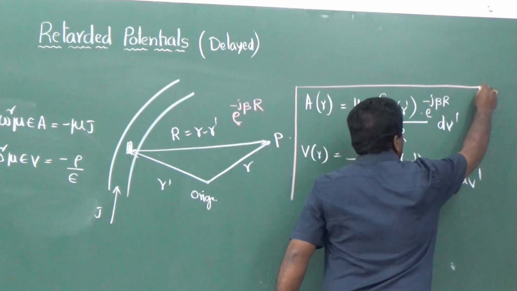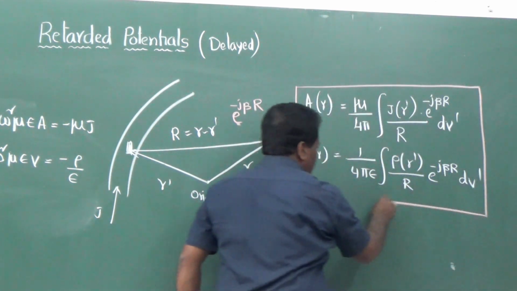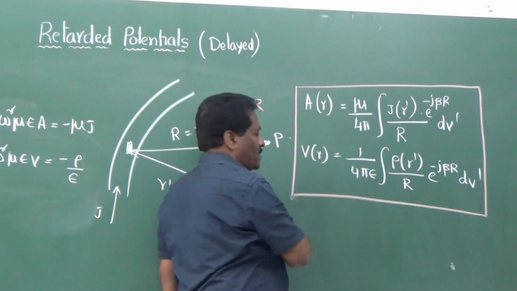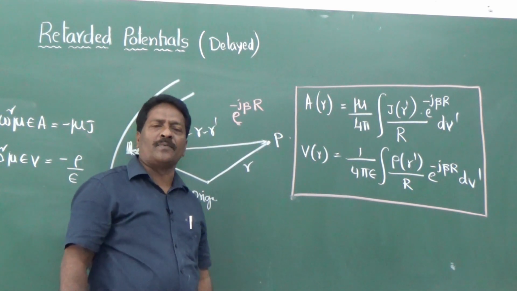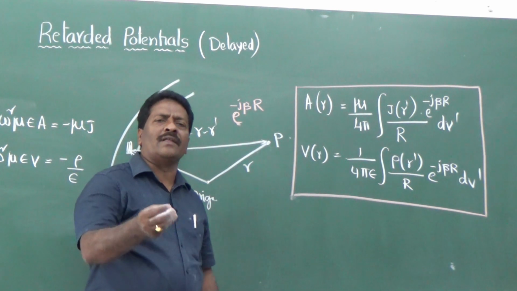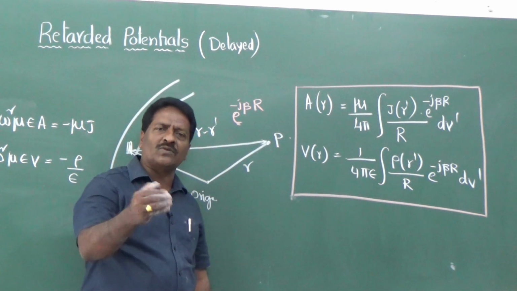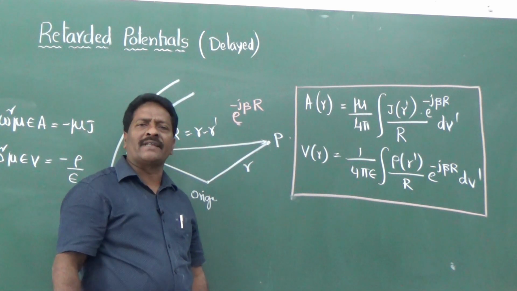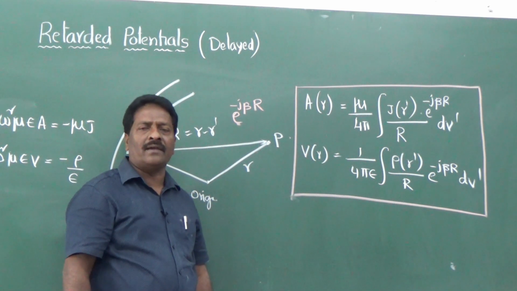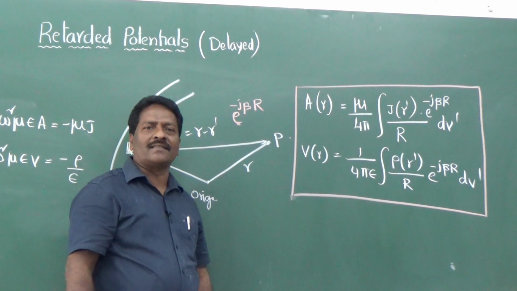So for estimating these retarded potentials at any point, there are two types of approaches. One is the heuristic approach and the other one is your Maxwell's approach. Maxwell's approach is somewhat lengthy, but you have to have patience to understand it. Whatever it may be, if you practice two or three times, it will be very easy to write it. Okay, I hope you understand this lecture very well.